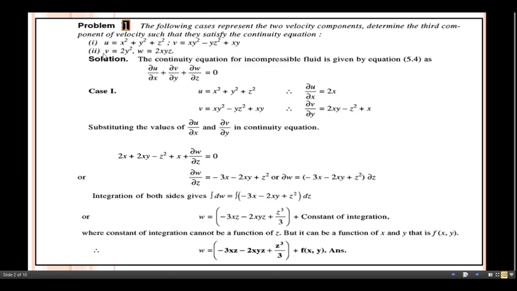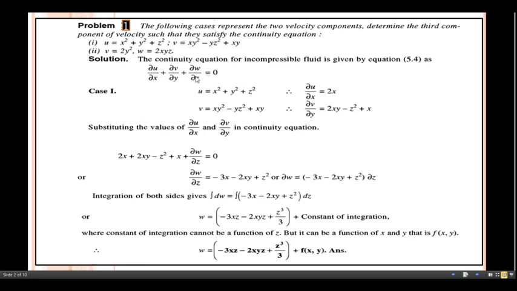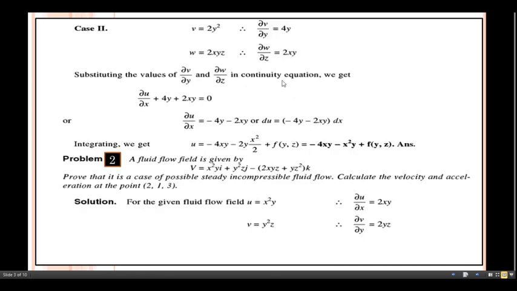Our ultimate aim is to find the velocity component along the x direction. In this case also, differentiate this term with respect to z. So what do we get here: 2xy, since the differentiation of z with respect to z is 1, so we get 2xy. Now substituting the values of ∂v/∂y and ∂w/∂z in the continuity equation, here is that continuity equation, we can get the value for ∂u/∂x afterwards.